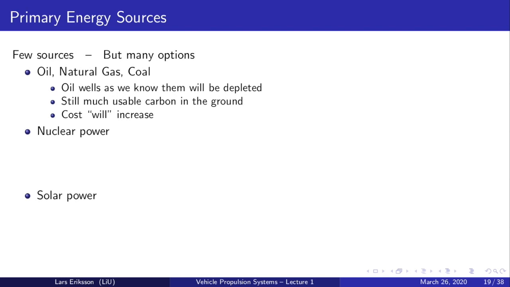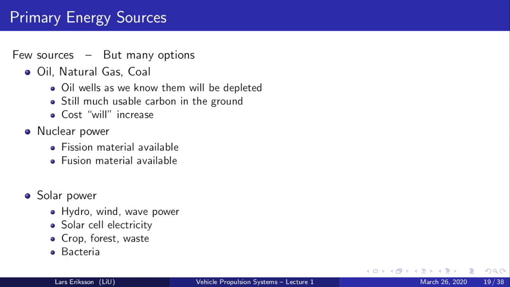Coming to the other part, nuclear power, we have a lot of fission material available and we have a lot of fusion material available. When it comes to solar power, we also have a lot of options there. We have hydro, wind, wave power, and we have solar cell electricity. We can use biofuels either from crop, from forest, or from waste, or we can use cellular organisms like bacteria that are making, for example, alcohol from sugar.